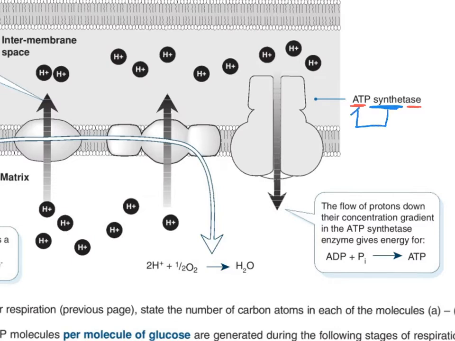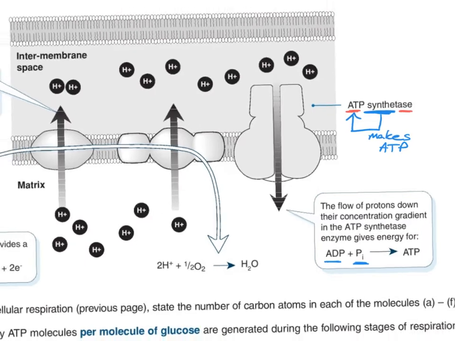Synthesizing ATP. What does synthesizing mean? Make. It makes ATP. From what? ADP and inorganic phosphate. And this does it repeatedly, quickly, like a conveyor belt. It does it very quickly. But what does it need to do?